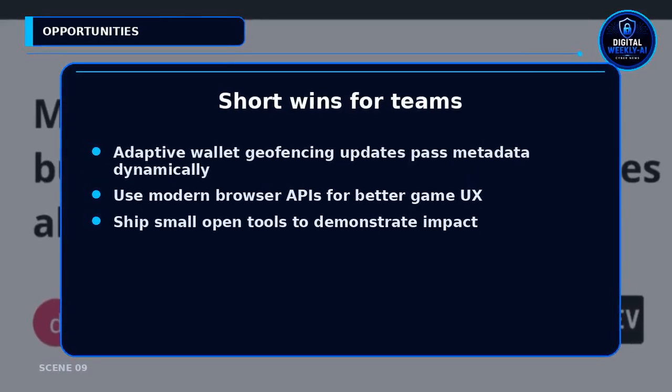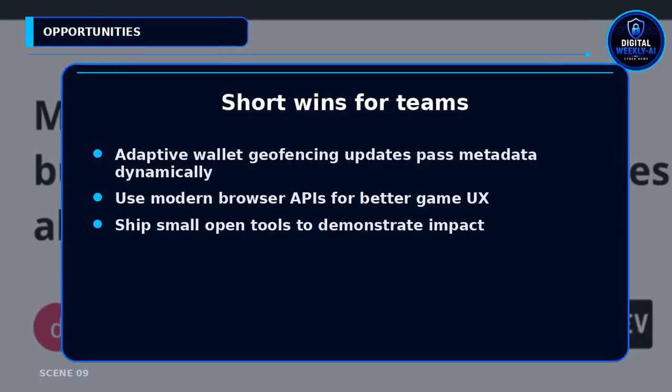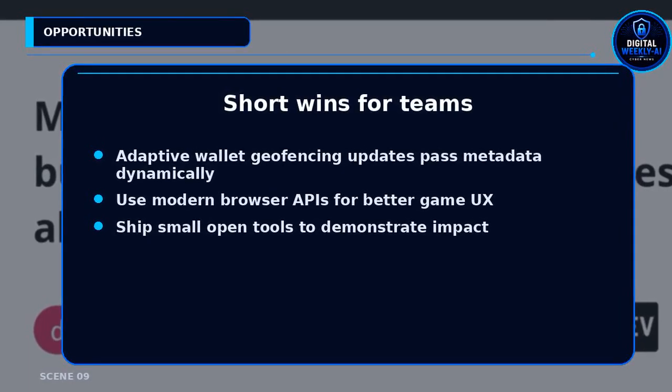Adaptive geofencing updates pass metadata to keep active locations current under OS limits. Browser games should use request animation frame, pointer events, full screen, clipboard, visibility, and gamepad APIs for better timing and input. Building small, practical open tools can help relaunch a career and show impact.